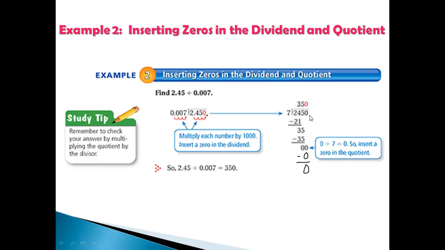In this problem, the decimal was at the end because we moved it over behind that 0, so it would also be at the end of our answer. Since it's at the end, you do not have to write that decimal. You can just leave it as 350.